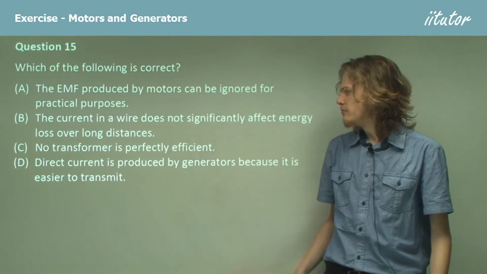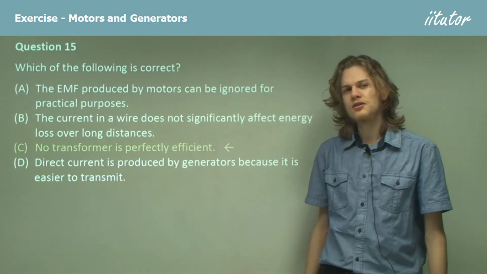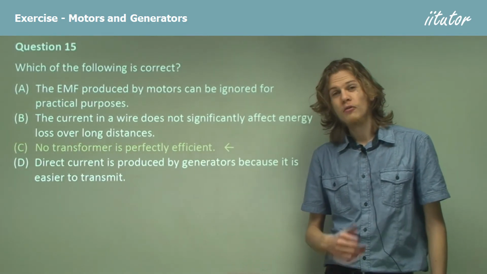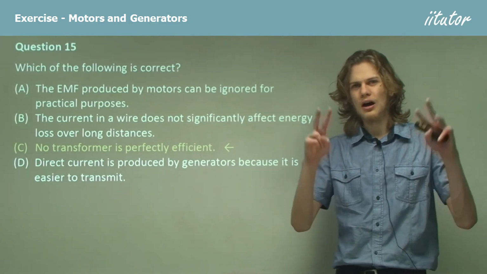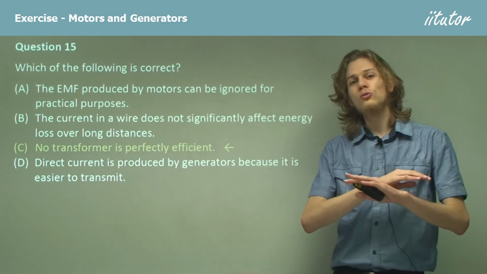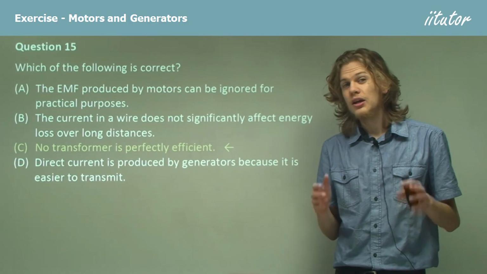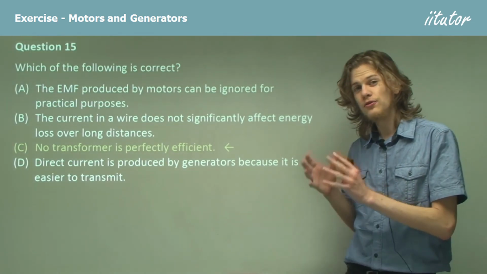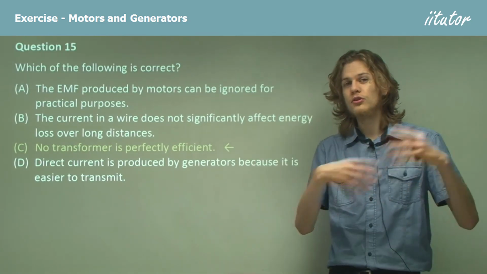So our last option is C, and C is the correct answer. No transformer is perfectly efficient. Often in physics questions, we'll assume ideal transformers that don't lose any power at all. In the real world, this is not the case because it's impossible to get perfect efficiency from the primary coil to the secondary coil.